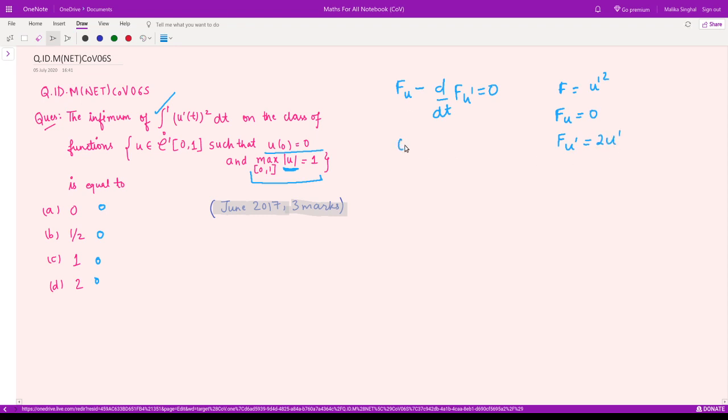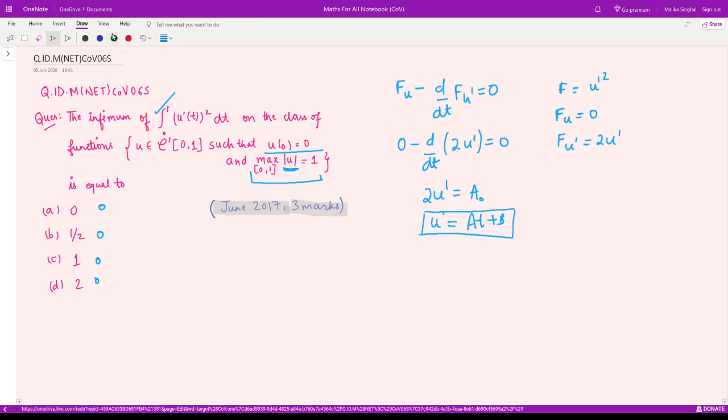So let's put these values over here. We have 0 minus d/dt of 2u' is equal to 0. So I can write this as 2u' is equal to some constant a, or u' is equal to a naught, and integrating both sides I'll get u is equal to at plus b, right? So this is our extremal.